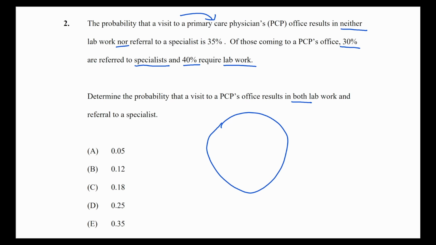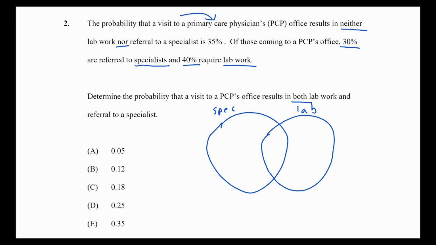So that's 1, and that's 2. Okay, so one of these circles is going to be specialists, so let's just do spec. And then the other one's going to be lab, because this is all under the umbrella of going to a PCP office. Now, the first sentence says that the probability of a visit resulting in neither lab work nor referral to a specialist is 35%.